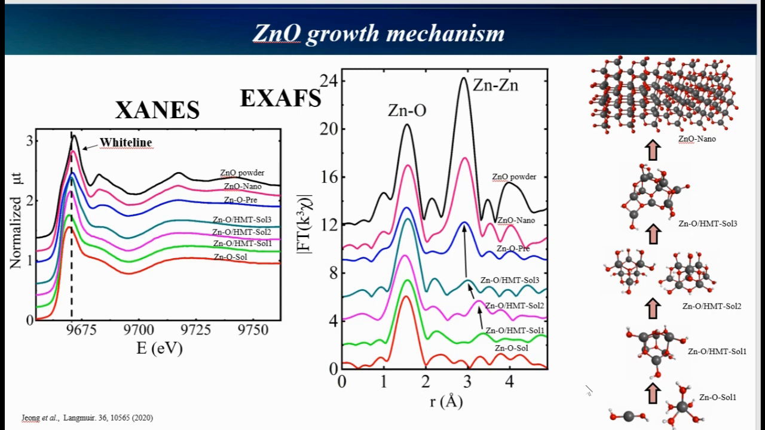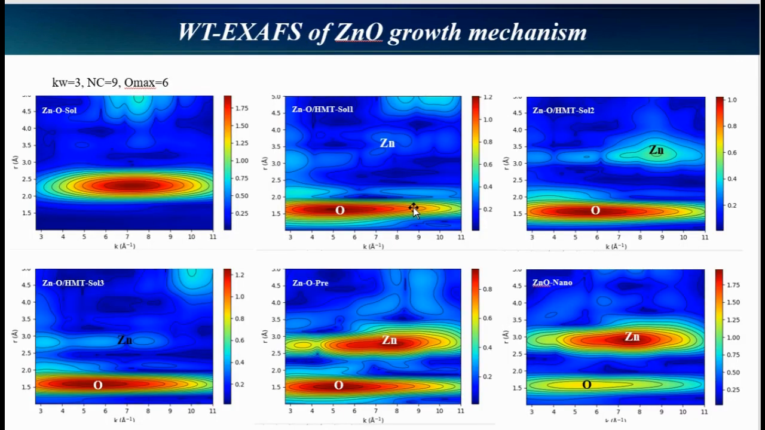The wavelet transform EXAFS is obtained from EXAFS in k-space with k weight 3, number of cycles 9, and maximum order 6. The wavelet transform EXAFS visually reveals the change of zinc-zinc pairs. You can see the atomic discrimination of oxygen and zinc. The site of zinc atoms from a probing atom in wavelet transform EXAFS is located higher than that of oxygen atoms in k-space.